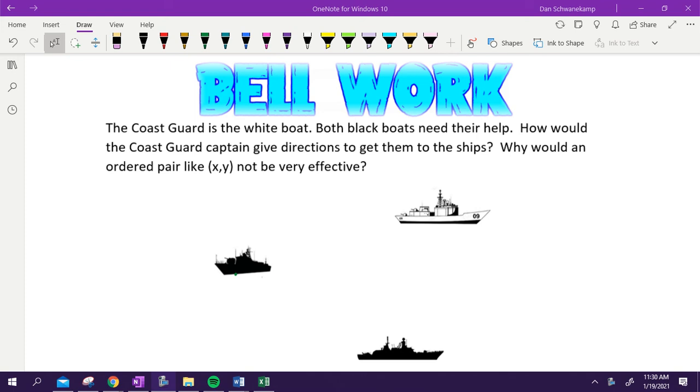Okay, but you have to do radio communication. You've got to be able to talk back and forth using sonar and radar, and so on. How would the Coast Guard captain give directions to get the white boat to the ships? Why would an ordered pair like X, Y not be effective?